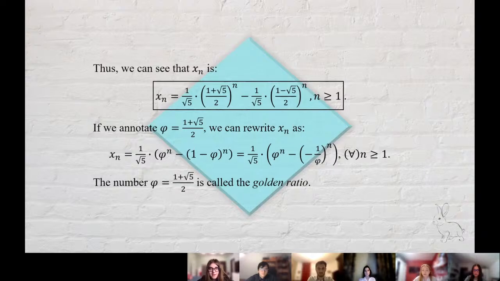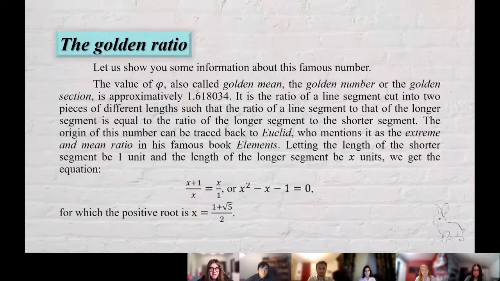Thanks, Medea. We're going to make a little interpolation about the golden number because we found it quite interesting. The value of φ, also called the golden mean, the golden number, or the golden section, is approximately 1.61. It is the ratio of a line segment cut into 2 pieces of different lengths, such that the ratio of the whole line segment to the longer segment is equal to the ratio of the longer segment to the shorter segment. The origin of this number can be traced back to Euclid, who mentions it as an extreme and mean ratio in his famous book Elements.